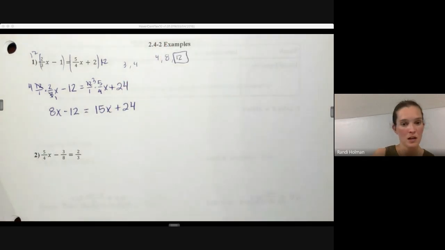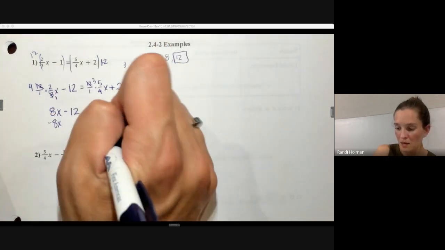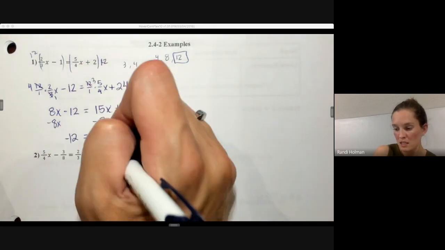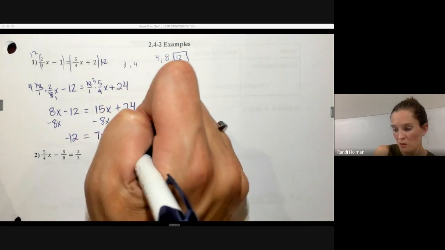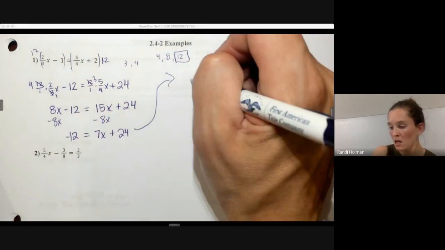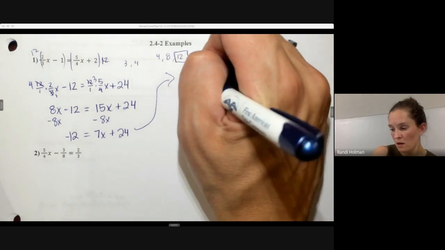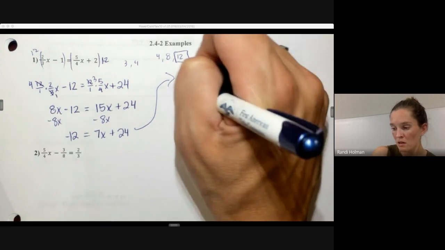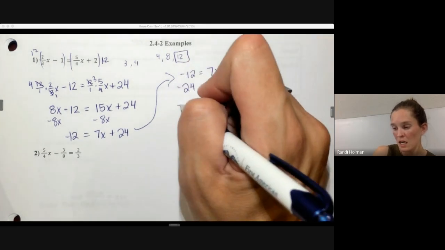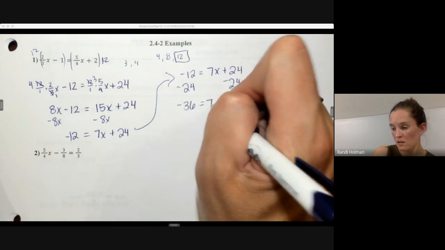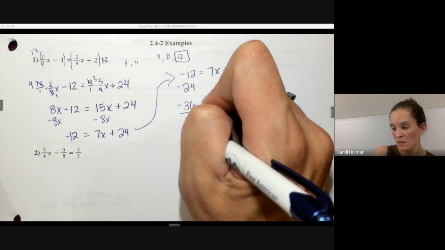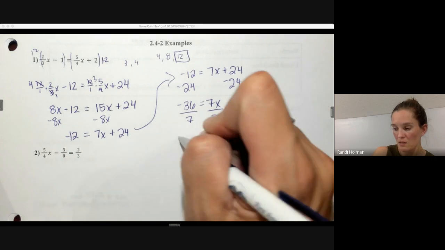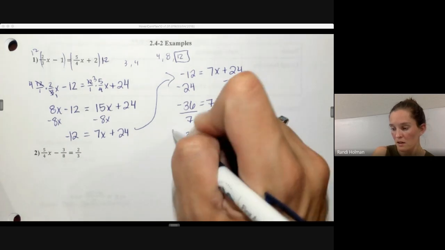Okay, get your variables on one side. Minus 8x, minus 8x. Negative 12 equals 7x plus 24. Subtract 24. You're going to get negative 36 equals 7x. And divide by 7. 7's prime. 7 doesn't go into 36 evenly, so x equals negative 36 sevenths.